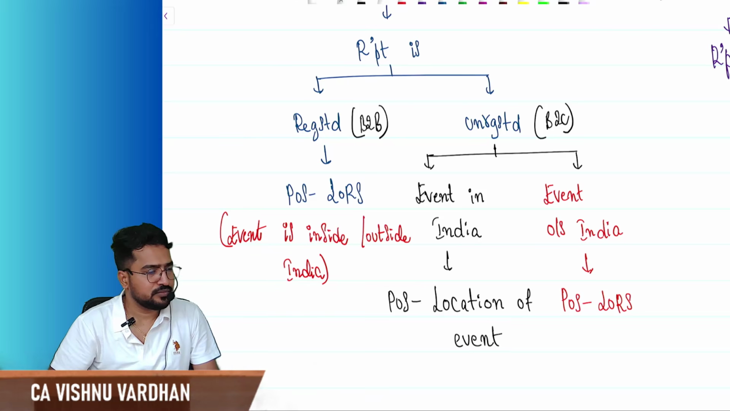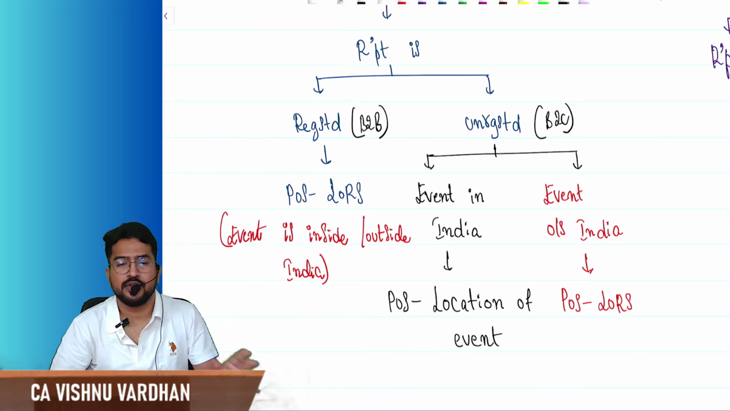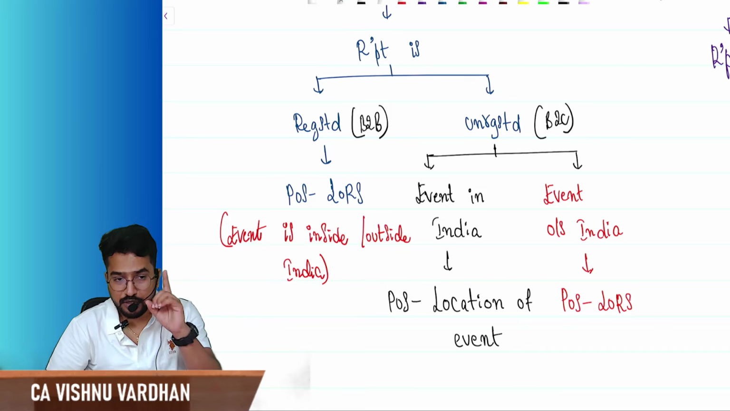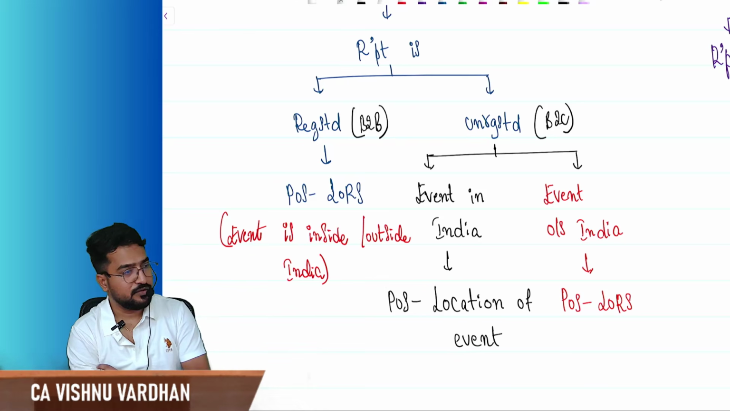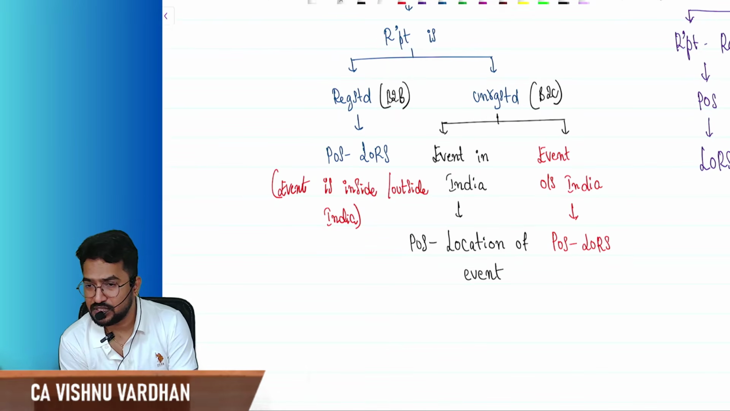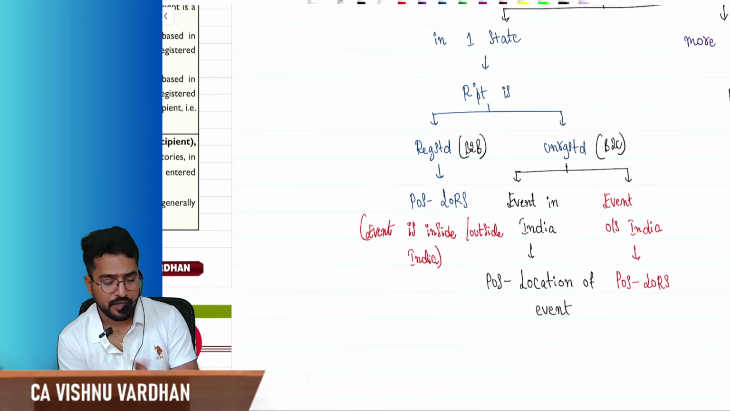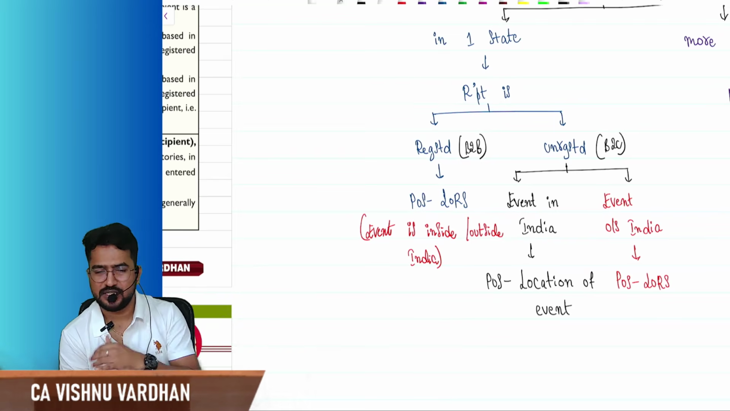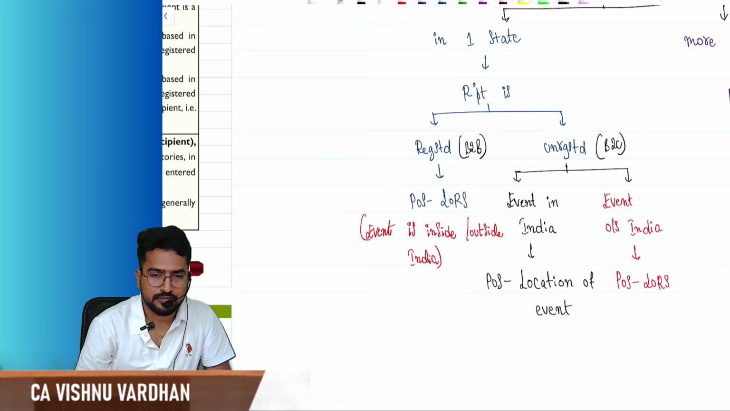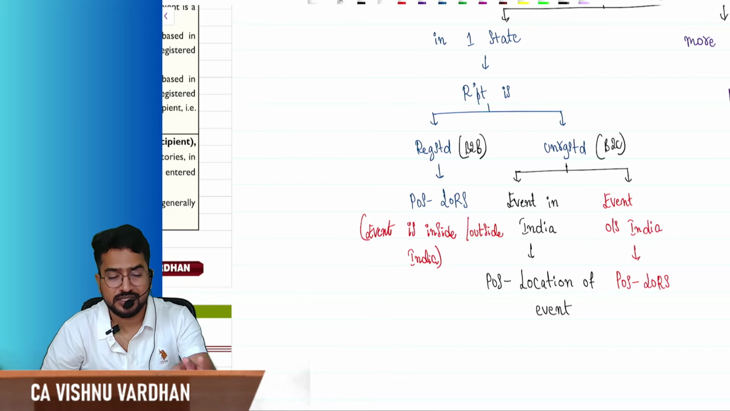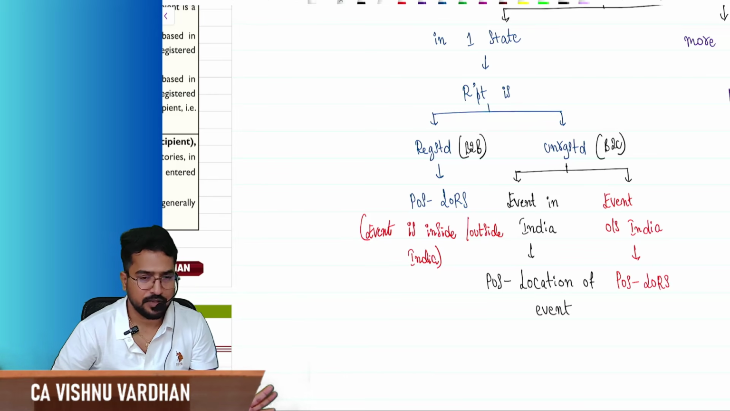Do you understand the point? Where the event is actually held will be the place of supply, but that applies if the recipient is unregistered. If the recipient is unregistered and the event is happening in India, the place of supply is where the event is happening. If the event is happening outside India, then it is the location of the recipient. If the recipient is registered, it is the registered address, whether the event is in India or outside India. 12 subsection 7. Mark it important and write it down. You have to refer to this again later on. You should revise properly.